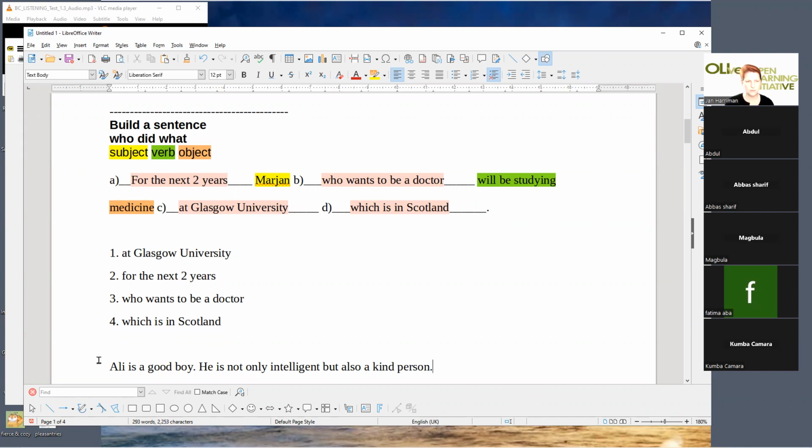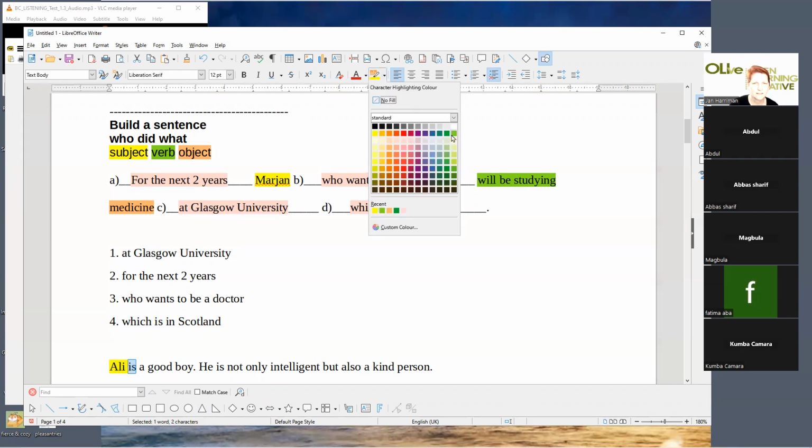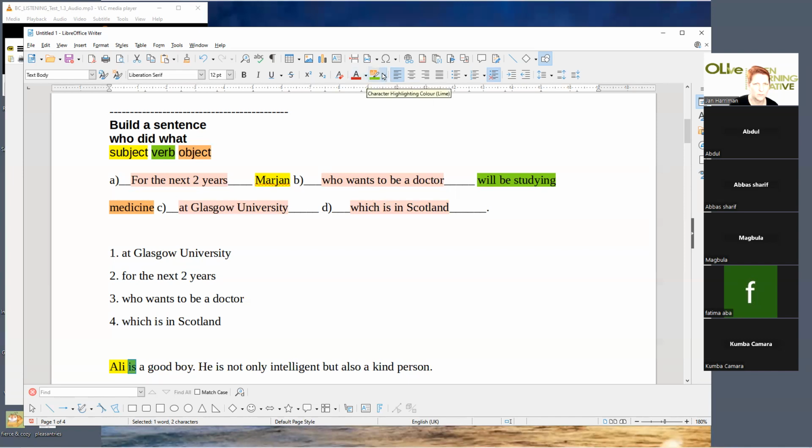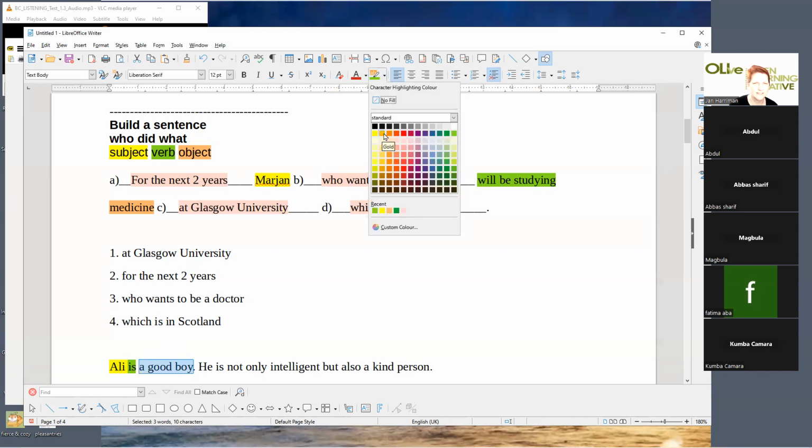We've got two sentences. First of all, Ali is a good boy. That is a sentence. We have a subject right there, and we have a verb right there, and we have an object right there. Perfect. Excellent sentence.